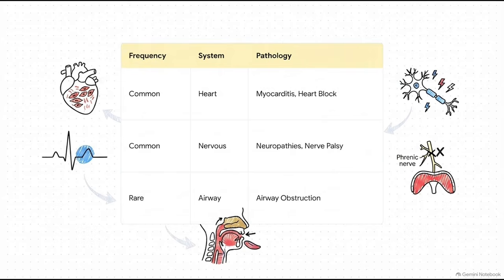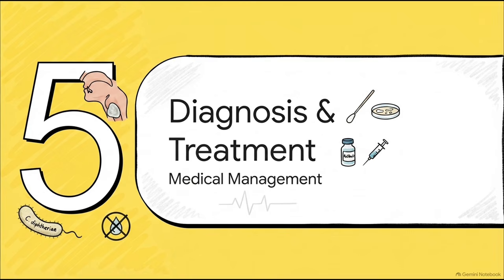There's also a rare but critical mechanical complication. If the disease extensively spreads out to the pharynx, palate, tongue, esophagus, and larynx, it can actually cause complete airway obstruction. Section 5. Diagnosis and medical treatment.